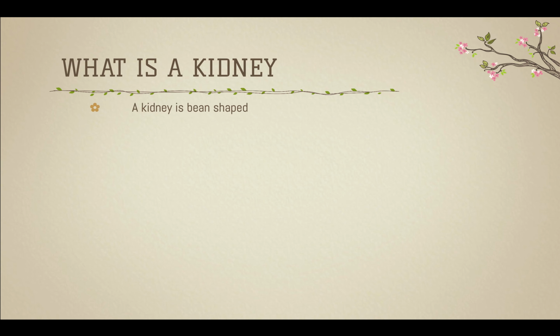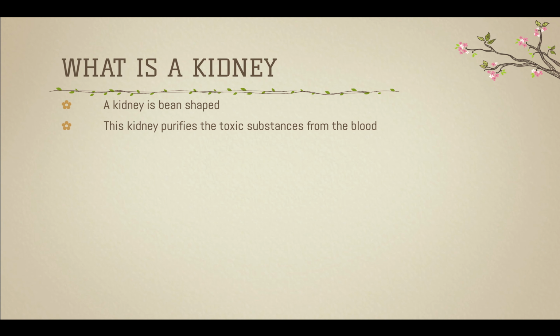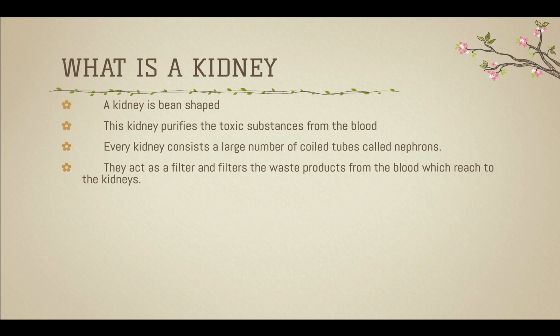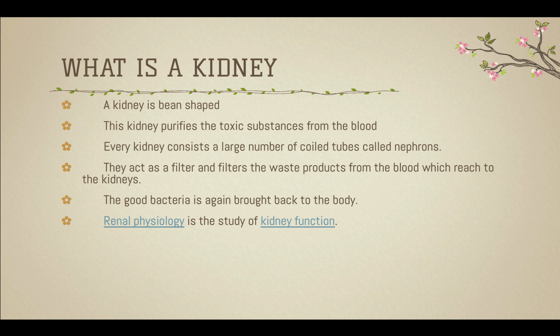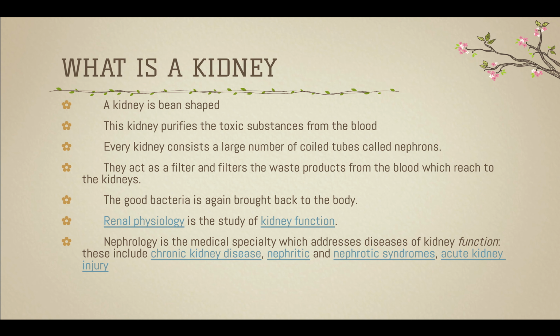Now let's first learn about the kidney. That is step 1. The kidney is bean shaped. The kidney's function is to purify all the chemical substances from the blood. Every kidney has coiled tubes in large numbers known as nephrons. The function of the nephrons is to filter all the waste particles or products from the blood and give them to the kidney. So the kidney will give all the good substances back to the body and takes the waste products.